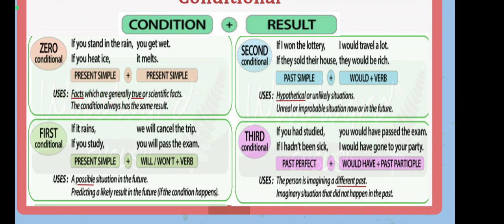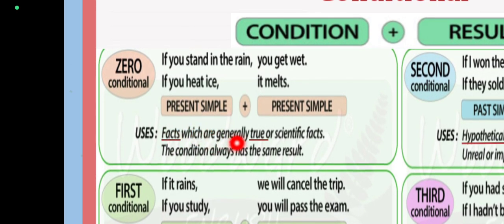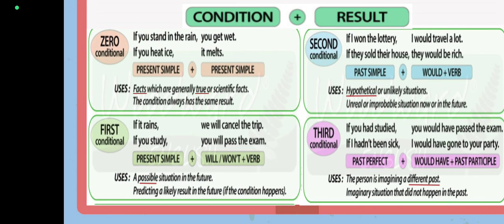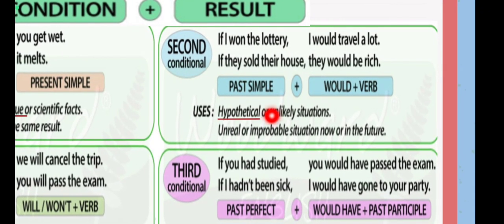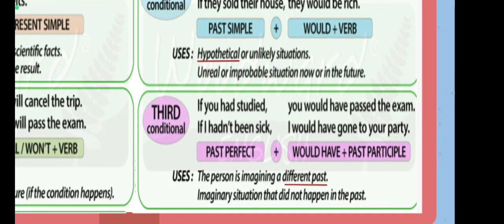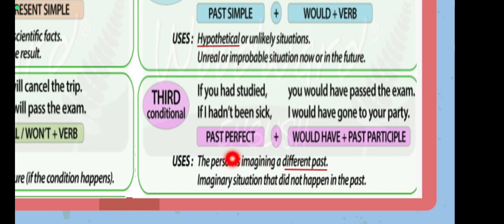We use zero conditional with facts and things which are generally true. First conditional we use with possible situations. Now second conditionals we use with hypothetical or unlikely situations or unreal situations, and we use third conditional when we are imagining a different past. So this is an imaginary situation that did not happen in the past.